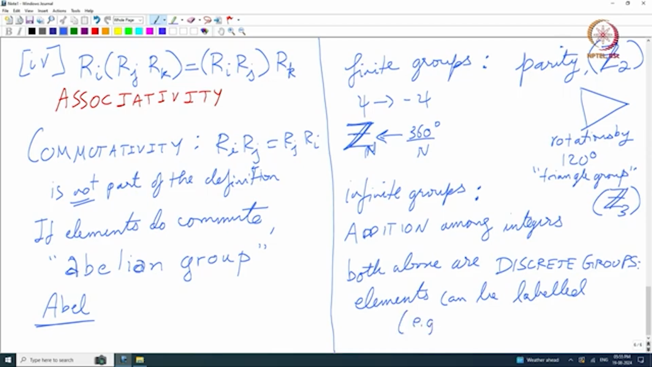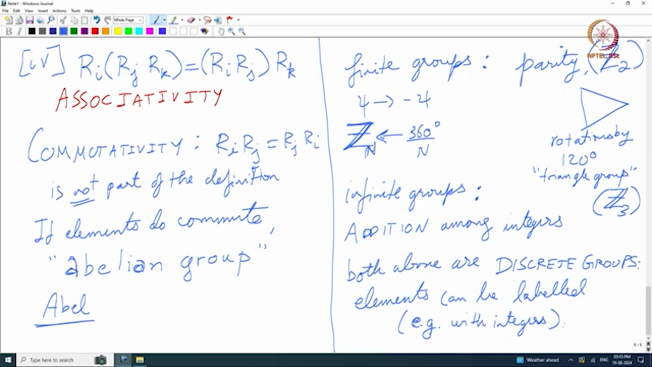So, for example, we have already done it here for the triangle group, we can label them with integers for instance, correct. But if something is living on a continuous space, you can't just label them. There are an infinite number of them, so you can't label them.